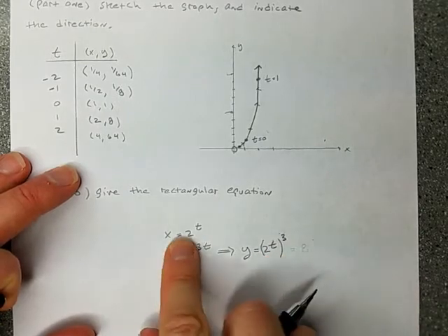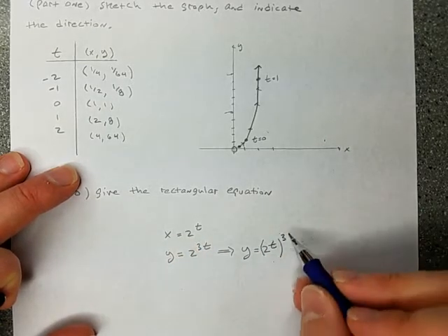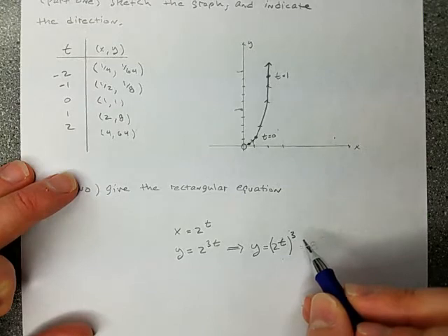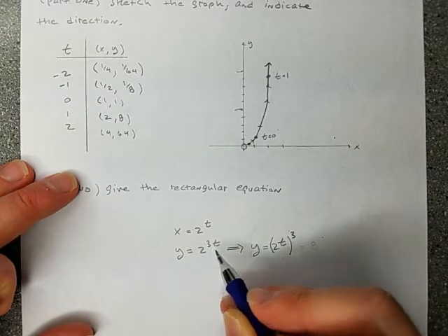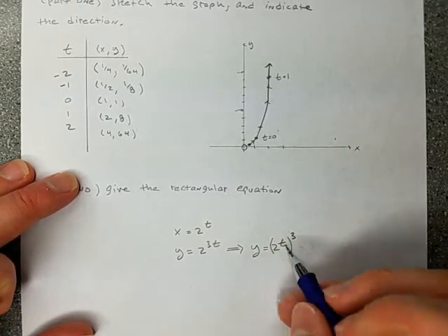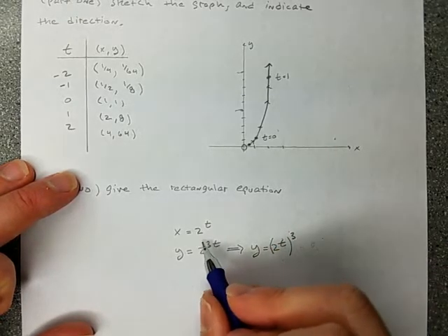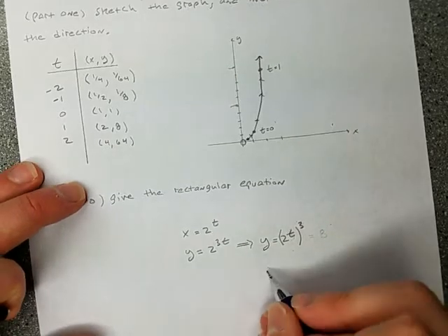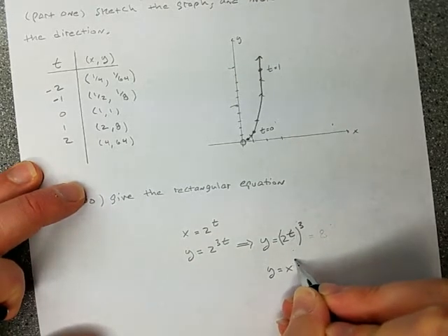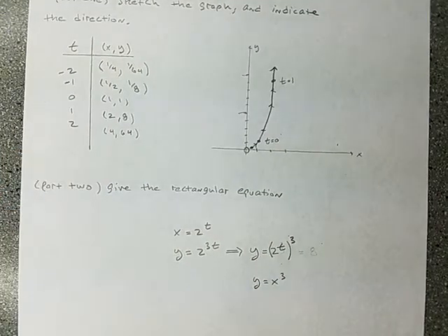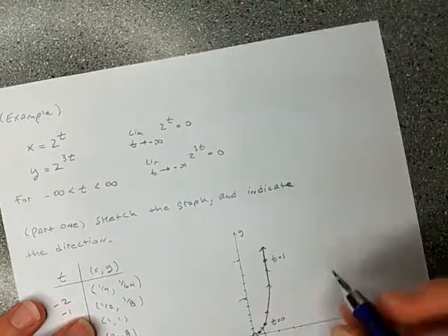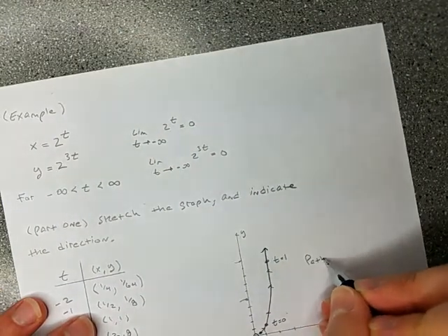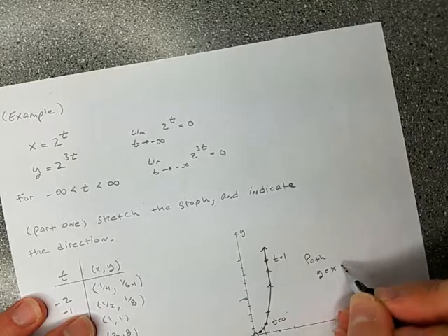Because that is x. Using the laws of exponents, I can separate the exponents. This is effectively an exponent of 3t, but I separated it out, and I see my x. x is 2 to the t power. So it's going to be y is equal to x to the third power. All right. So I've got x to the third power. That's this curve right here. So let's say our path, y is equal to x to the third power.